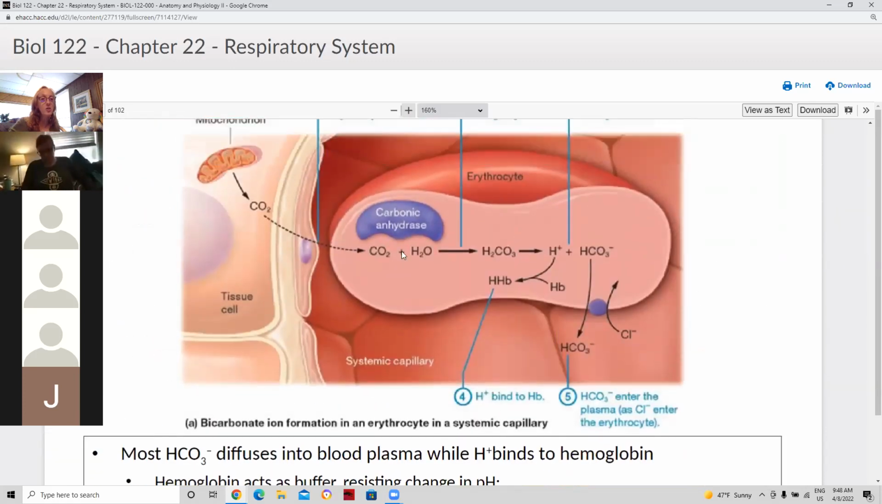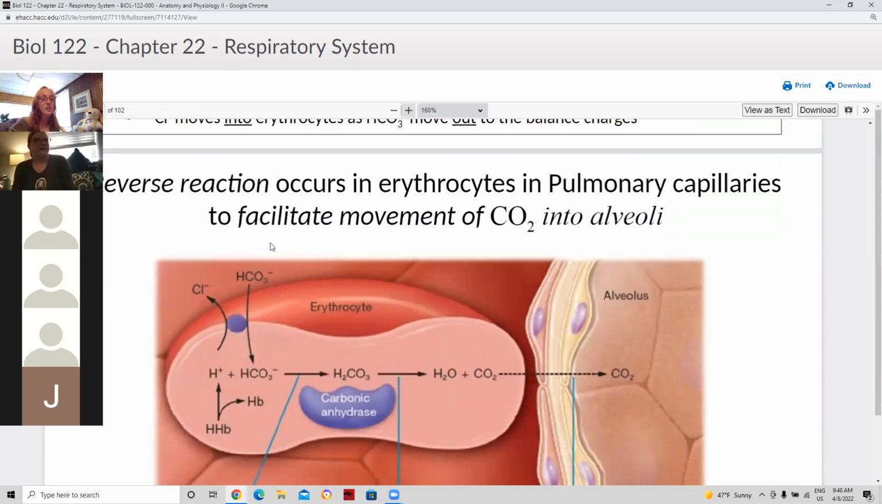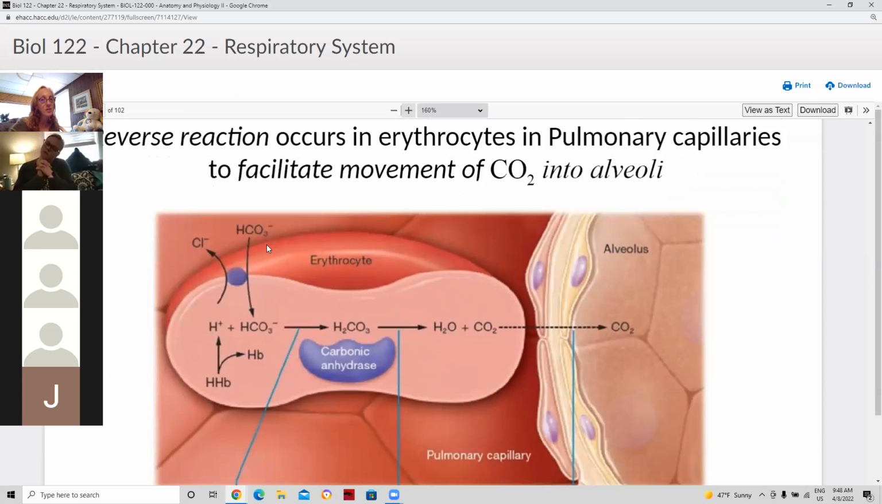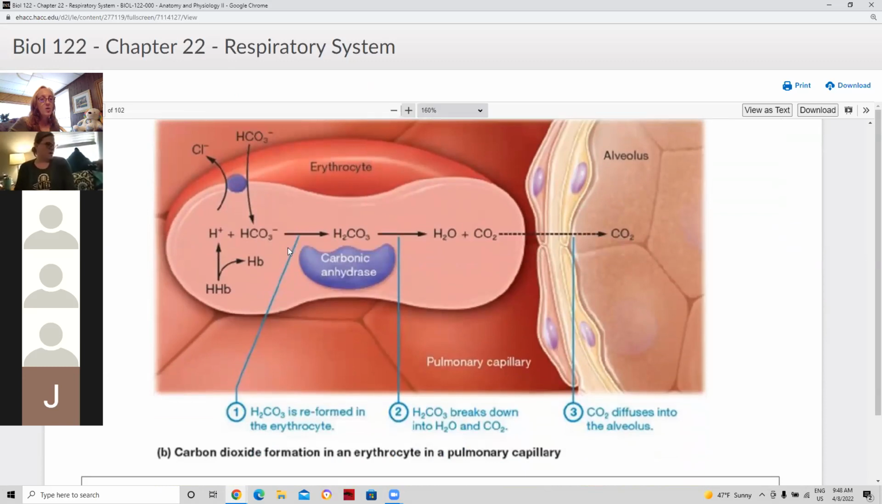So this is what's occurring in the interstitial tissues and the blood. The reverse reaction is going to occur in the erythrocytes in the pulmonary capillaries to facilitate carbon dioxide movement into the alveoli. So the chloride shift is going to occur again, but in reverse. Chloride is going to move out of the cells, bicarbonate moves in.